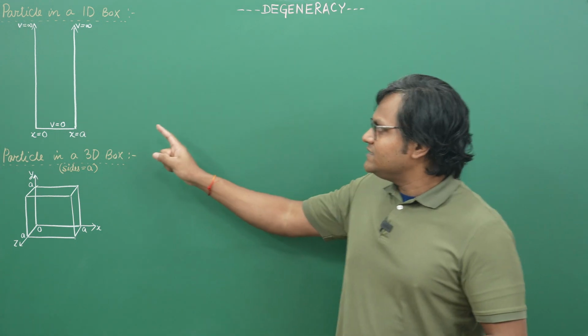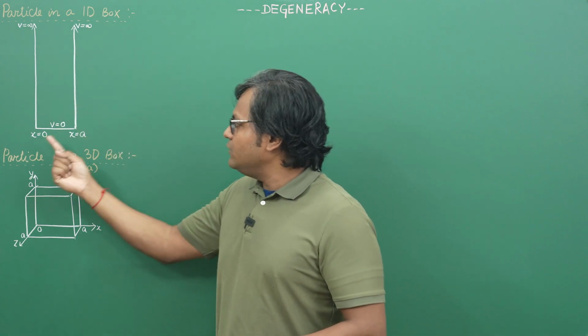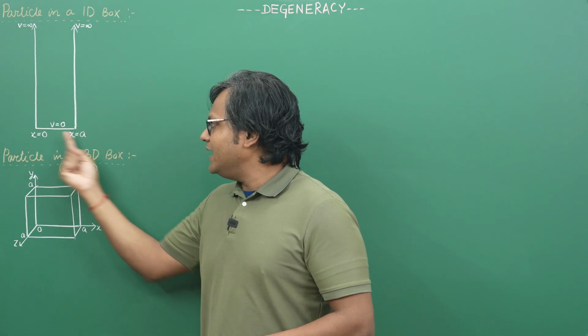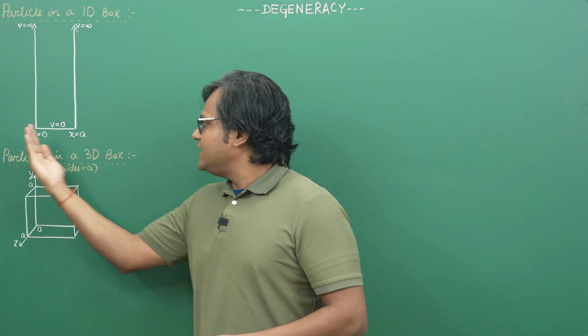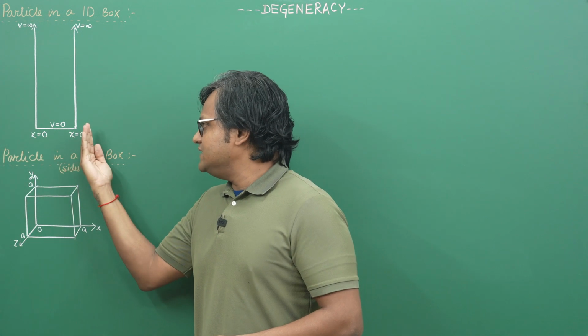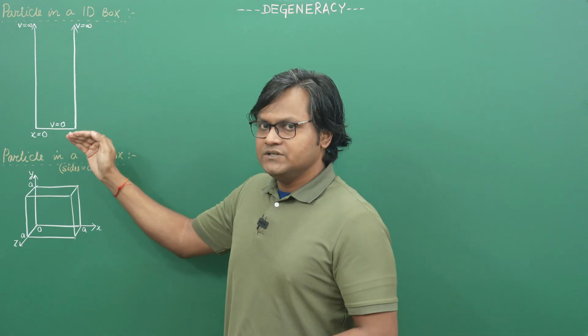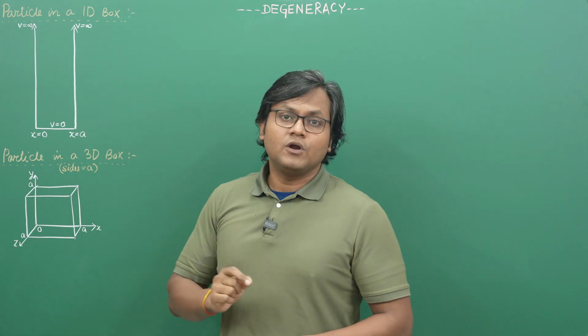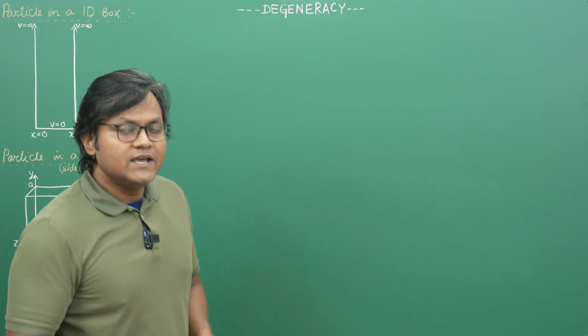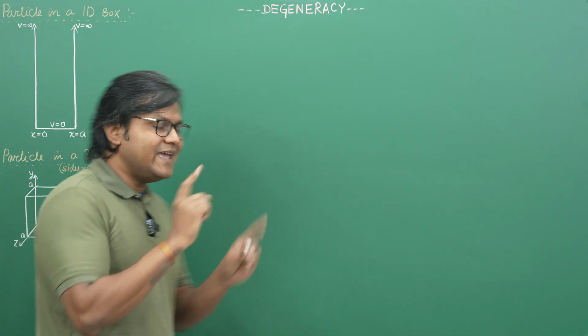You see, the first is the case of a particle in a 1D box in which a particle is moving along the x-axis but is confined at x equal to 0 and x equal to a. If we solve the Schrödinger equation for this kind of a system, we get a large number of eigenfunction solutions that correspond to distinct energy levels.